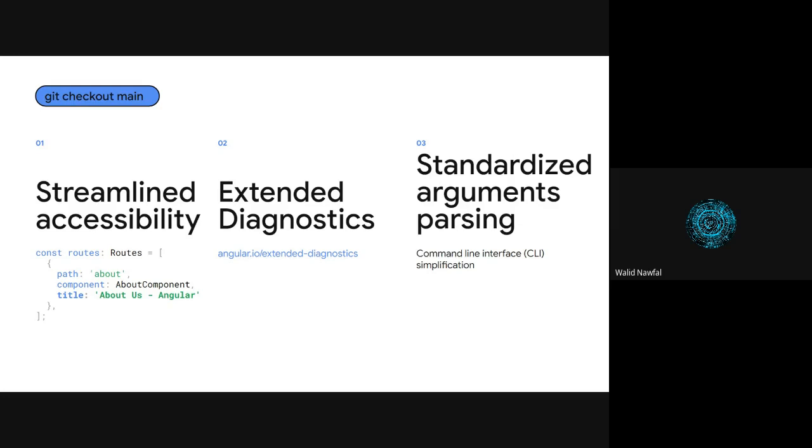Okay, so we have standardized arguments parsing, which is a command line interface simplification. You can also look that up in the documentation. The command line parsing now has a better way of interpreting and describing errors, and better ways of setting the correct stack trace of the error. This is really important for the developer whenever there is an error, to know exactly where the error happened and to go to the exact line in which it happened. This is really improved using the Ivy compiler and the new release of Angular.